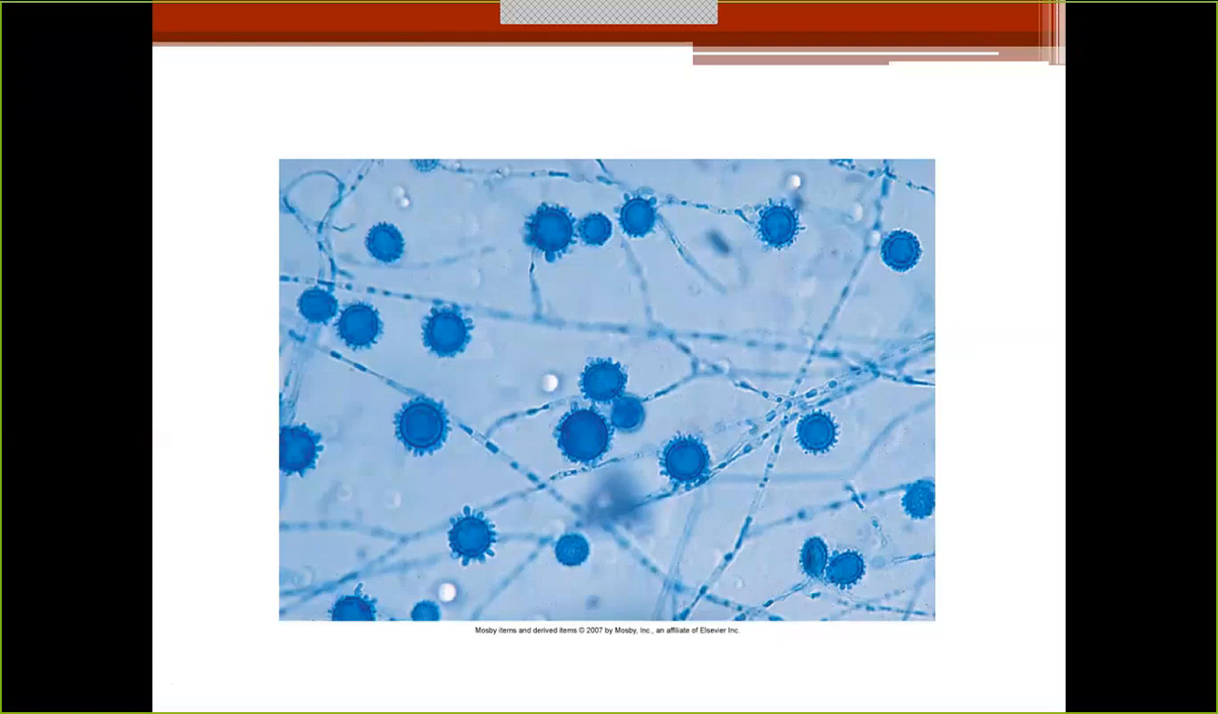So again, there are 5 dimorphic fungi. I'll identify them as we come. Histoplasma capsulatum is definitely one of the 5 dimorphic fungi. The key characteristic on this one is what we call tuberculated macroconidia. So they kind of look spiky, if you will. That is the key characteristic for Histoplasma.